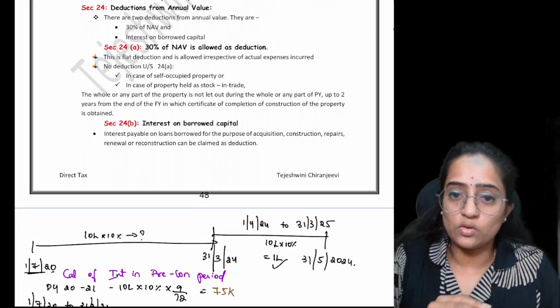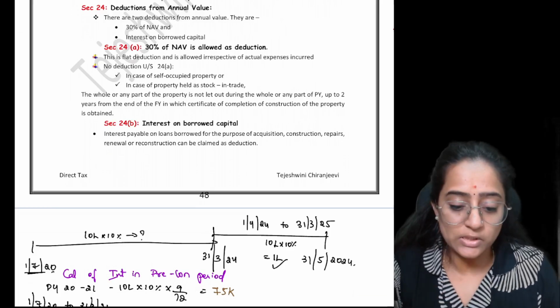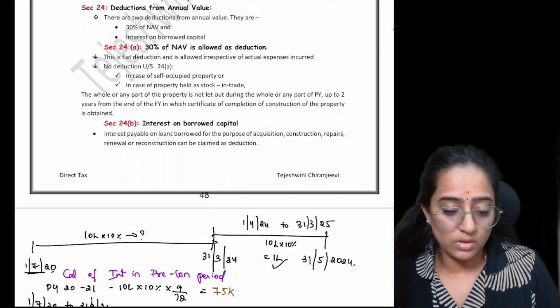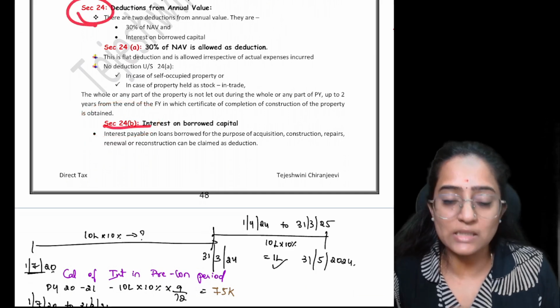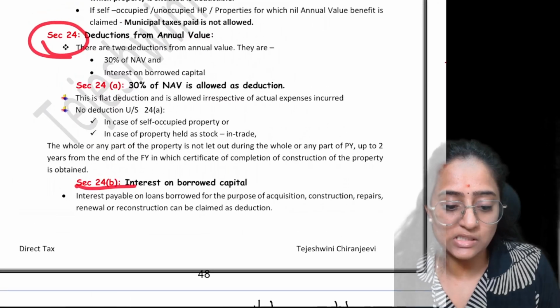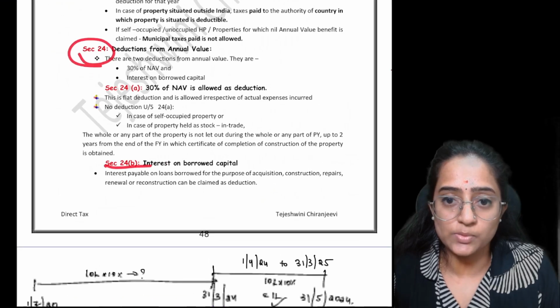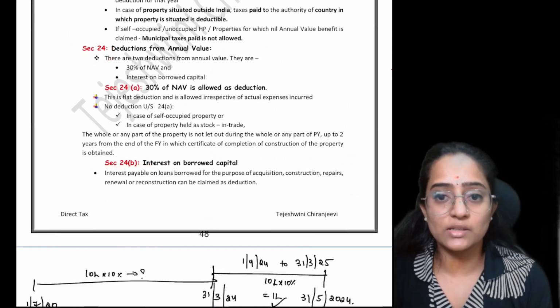In this video, let's try to understand section 24, especially 24B, interest on borrowed capital. Before looking into this section, let's try to understand what section 24 means. Basically, under income from house property, you have deduction under section 24.